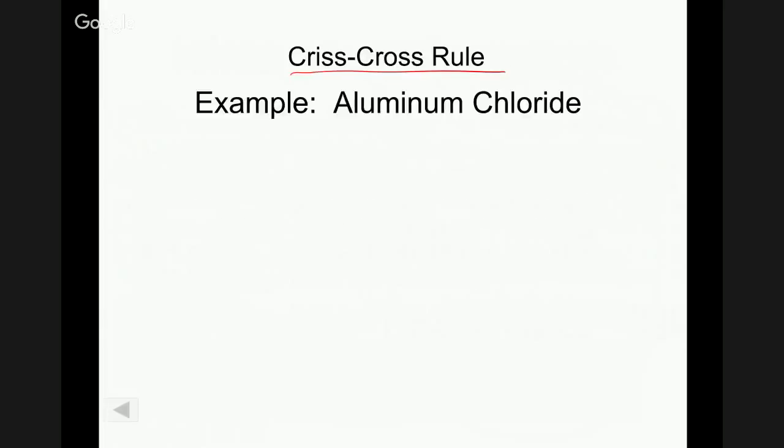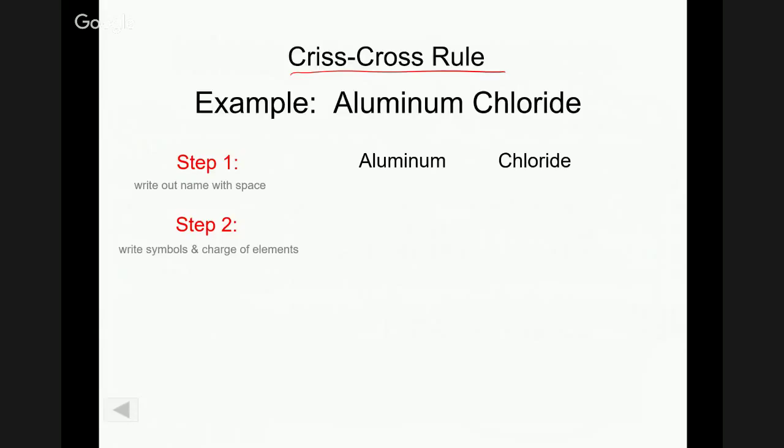We use something called the crisscross rule. And the example I want to use first is aluminum chloride. So the first step is always just writing out the name with spaces. So aluminum chloride. And then the second step, we write the symbols and the charges of the elements. So the symbol for aluminum is Al. The symbol for chloride is Cl.